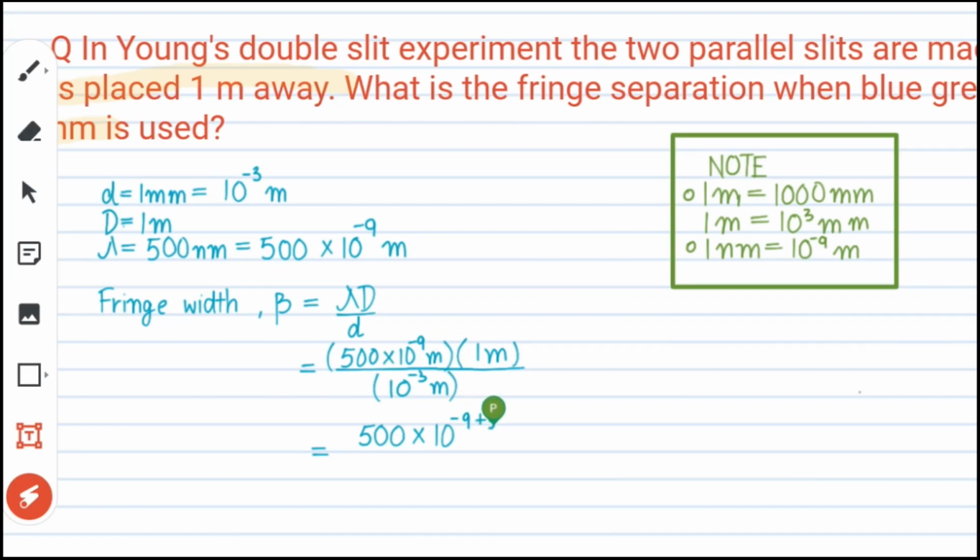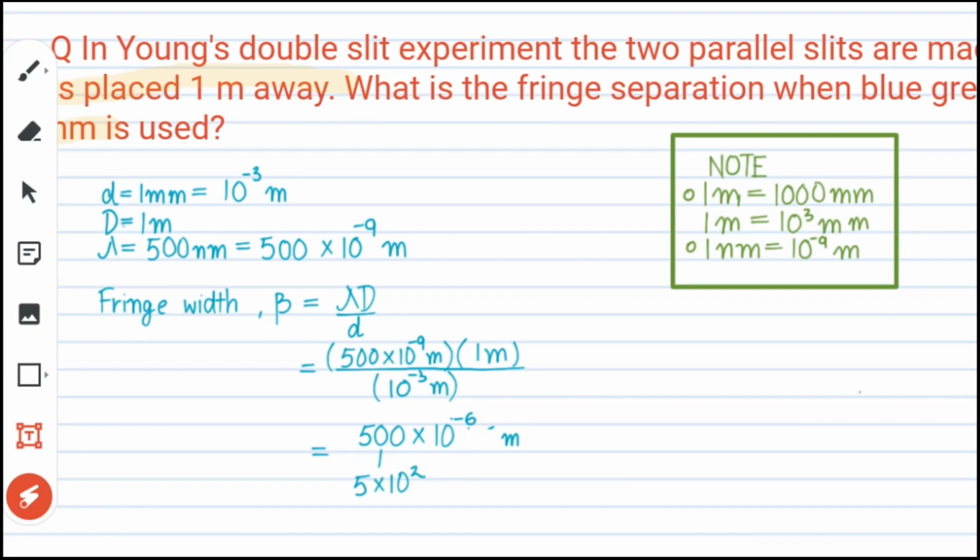Fine. And look here, this meter and this meter get cancelled. What is the unit left? Meters. So the SI unit will be meter. Now what is minus 9 plus 3? Minus 9 plus 3 is minus 6. Fine. Now look here, you have 500. This 500 I can also write as 5 times 10 to the power 2. Now this 10 to the power 2 and this 10 to the power minus 6 will give us 10 to the power minus 4.